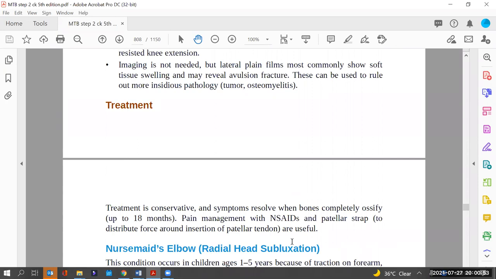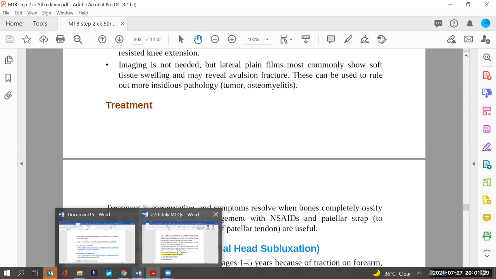So what we are going to do is go for conservative management, symptomatic relief if pain is there. Advise a painkiller, most likely NSAIDs, and a patellar strap to distribute force around the insertion of the patellar tendon is useful. So see, it's mentioned here, symptoms resolve when bones completely ossify. If the tibial bony projection is involved over the tibial tuberosity, it will take up to 18 or sometimes 24 months, almost 2 years, to get ossified. Meanwhile, we will advise cutting down all strenuous exercises.